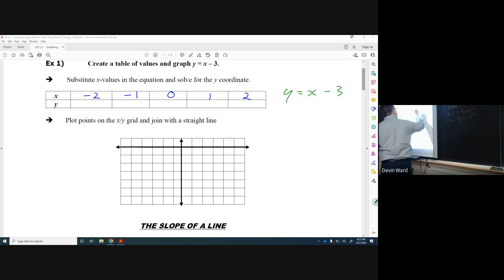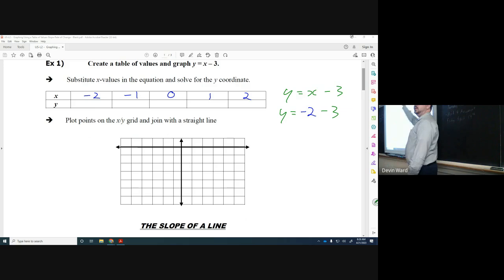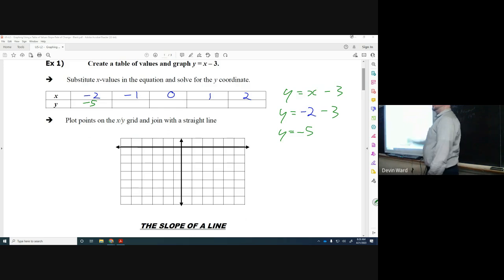The first one I'm going to do is y equals, I'm going to take -2 minus 3. I'm just going to sub in the first value I set for x. And then what's -2 minus 3? Perfect. It's -5. So my y value at -2 will be -5. Does that make sense? Take the value, sub it in for x. And then we'll draw a point.